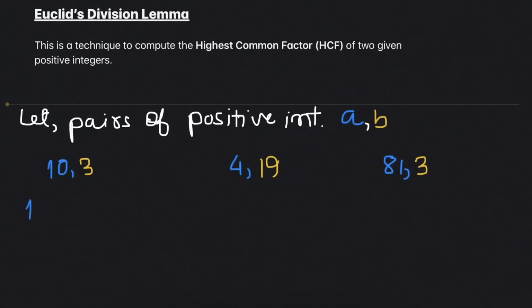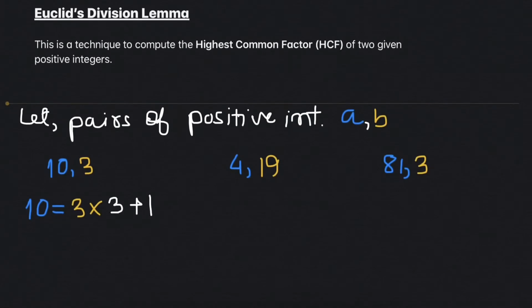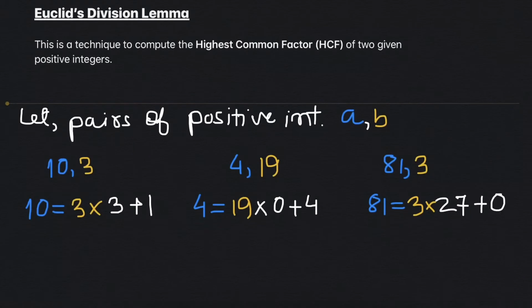We can write 10 as 10 is equal to 3 times 3 plus 1. 4 is smaller than 19, so we can write 4 is equal to 19 times 0 plus 4. Again, in the case of 81 and 3, we can write 81 is equal to 3 into 27 plus 0.